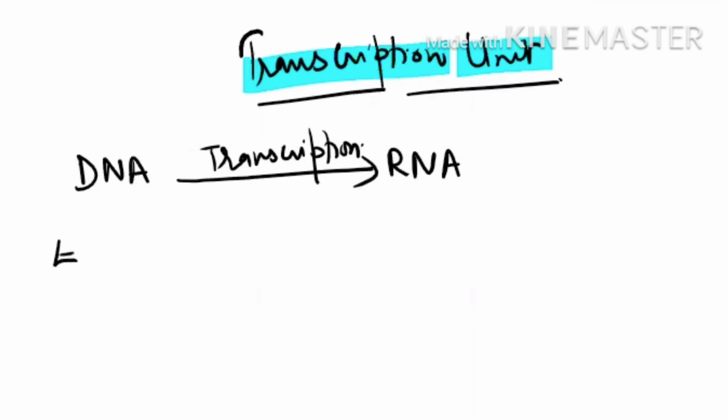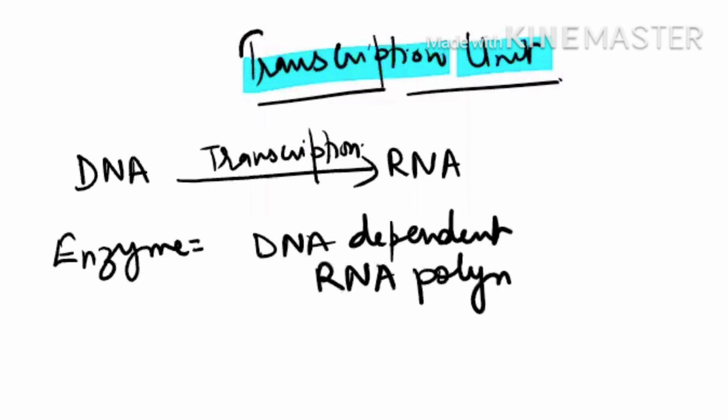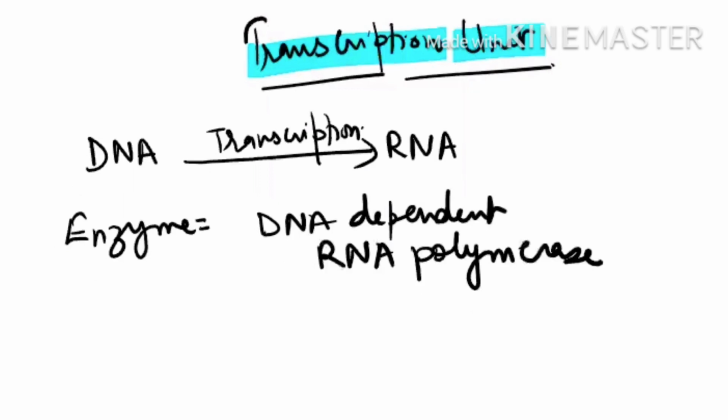Now for this, we want an enzyme. An enzyme is using the DNA to prepare RNA. So we will say DNA-dependent RNA polymerase. So we want an enzyme that is known as DNA-dependent RNA polymerase.